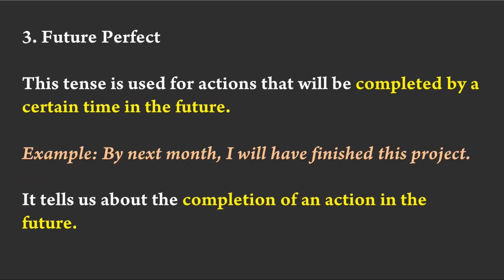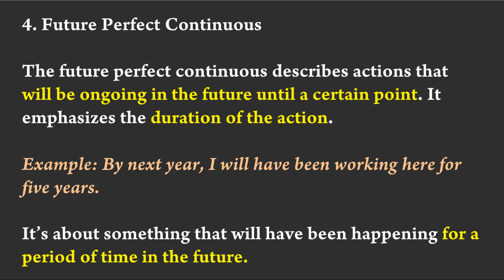3. Future perfect. This tense is used for actions that will be completed by a certain time in the future. Example: By next month, I will have finished this project. It tells us about the completion of an action in the future. 4. Future perfect continuous. The future perfect continuous describes actions that will be ongoing in the future until a certain point. It emphasizes the duration of the action. Example: By next year, I will have been working here for 5 years. It's about something that will have been happening for a period of time in the future.